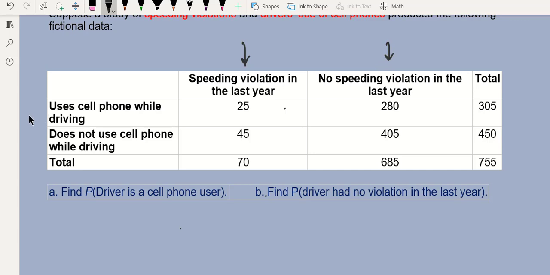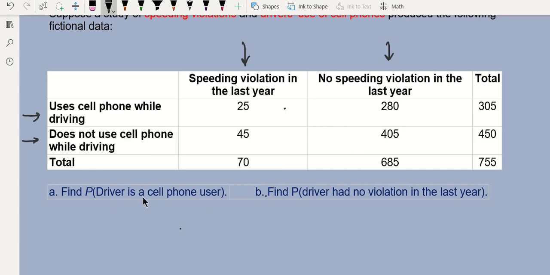However, in a contingency table, you may have rows also that counteract with the other information. So this row is going to be uses a cell phone while driving, and this one is going to be does not use the cell phone while driving. All right, so let's jump right into some examples.